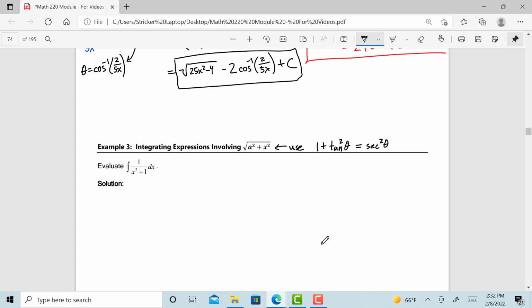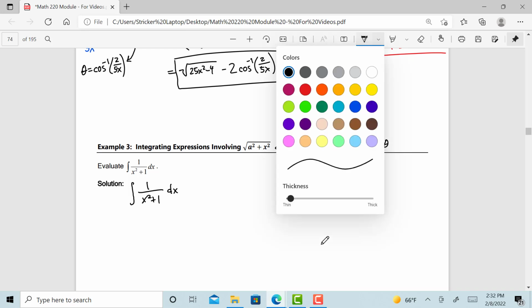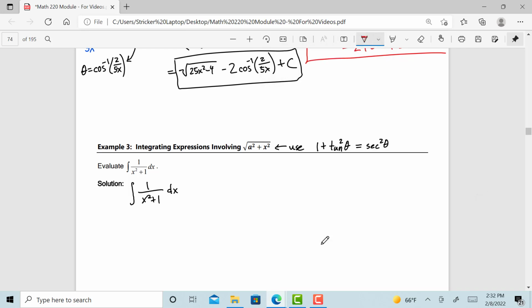Okay? So I'm trying to evaluate the integral of 1 over x squared plus 1. And in order to do that, we're going to, again, take advantage of this identity, which means we want x to be equal to what? What do we want x to be equal to for this problem? We want x to be equal to tangent theta, which means dx is going to be the derivative. It's going to be secant squared theta d theta.